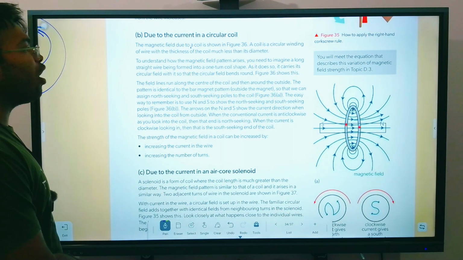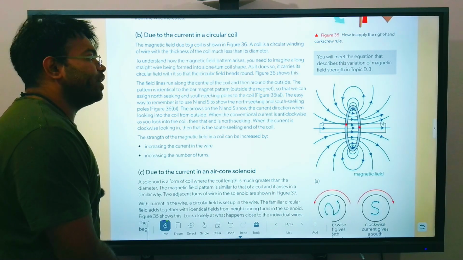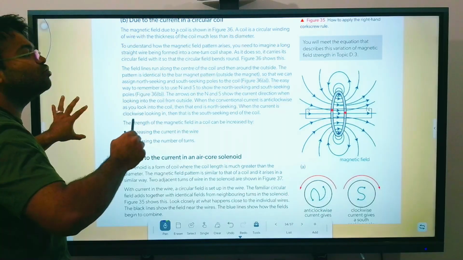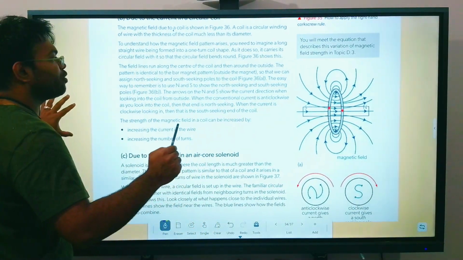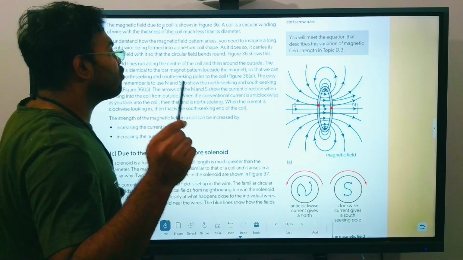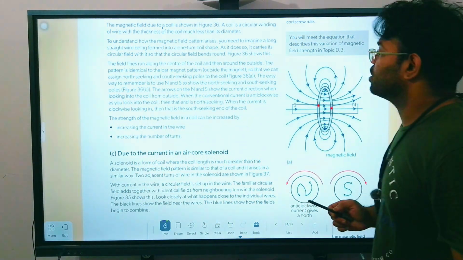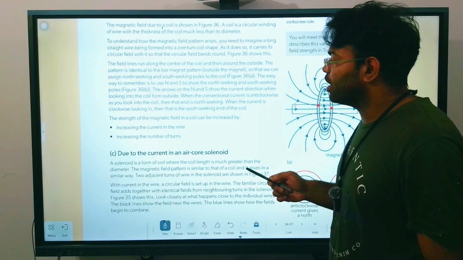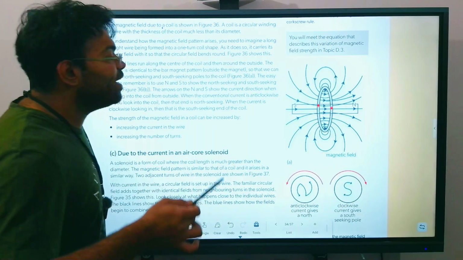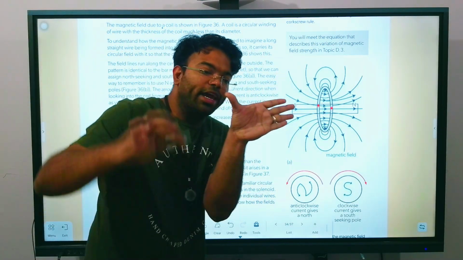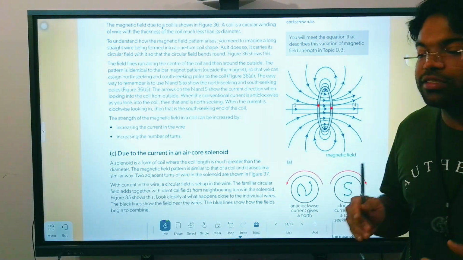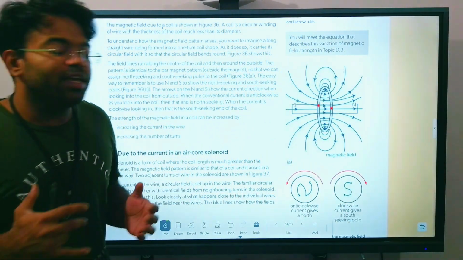So the field lines run along the center of the coil and then around it. The pattern is identical to a bar magnet, so we can assign north seeking and south seeking poles to the coil. The easy way to remember is to use N and S arrows to show the current direction when looking into the coil from outside. When the conventional current is anti-clockwise as you look into the coil, then that end is north seeking. But if you look from the front, you observe a clockwise direction current, so that automatically becomes the south pole.